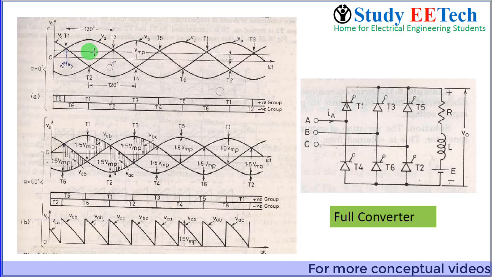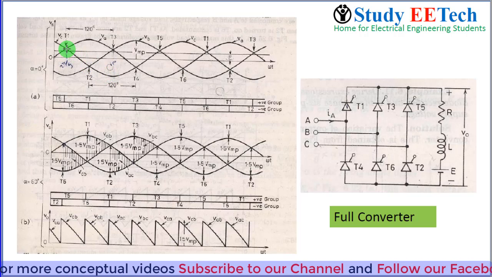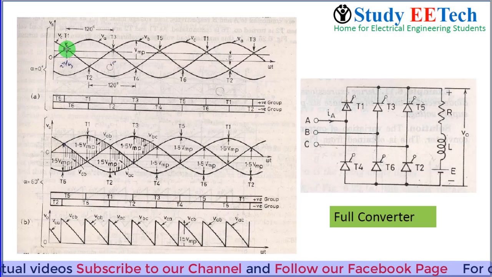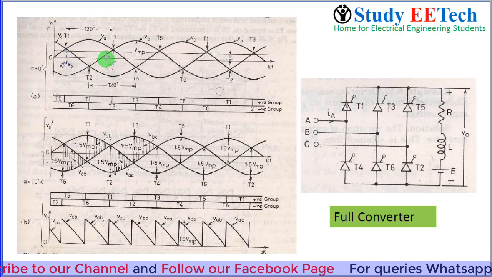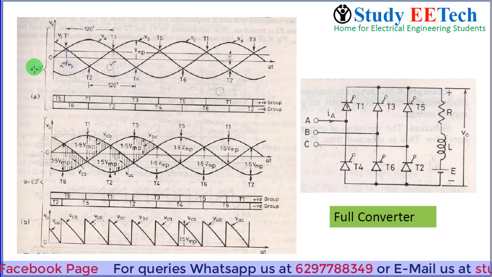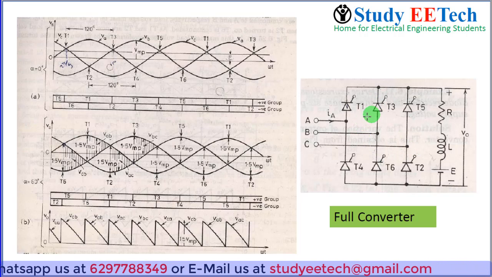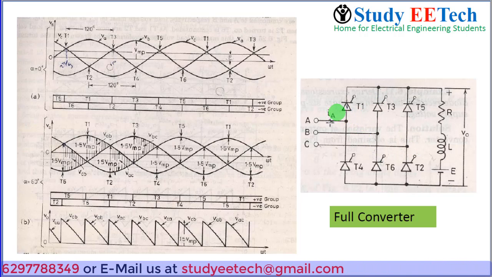So we will take the crossover points as the respective reference points of the thyristors in terms of firing angle. So when we say the firing angle is 0 degree, it means T1 is triggered here, T2 is triggered here, T3 is triggered here and so on. For 0 degree firing angle this is exactly equal to the diodes. So the voltage waveform we have already discussed in the previous video.